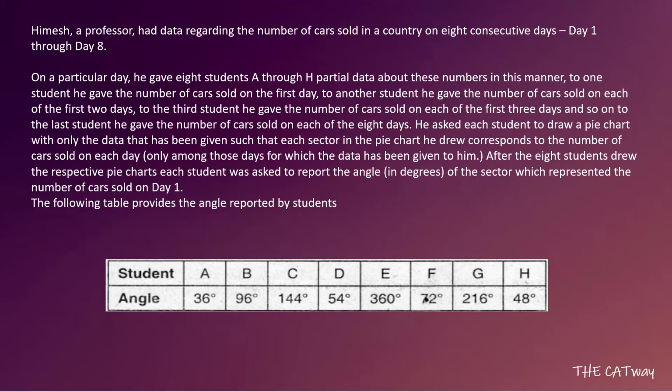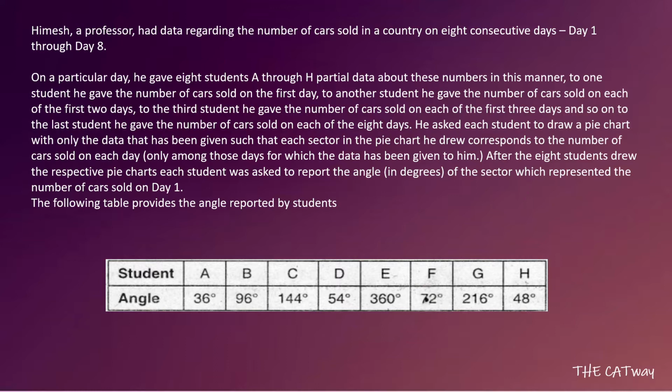So to the first student, he is only giving the data about day 1. To the second student, he is giving about day 1 and day 2, not combined, but separately: these were the number of cars sold on day 1 and these were the number of cars sold on day 2. Similarly, to the third student, he is giving about day 1, day 2, day 3, and so on up till the 8th. To the 8th one, he is giving everything, day 1, day 2, day 3 up till day 8, whatever the number of cars sold on each of the particular days.